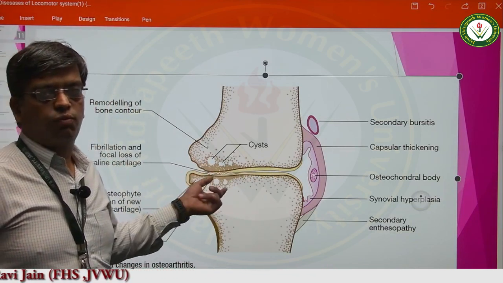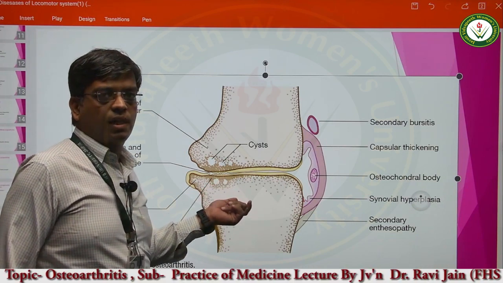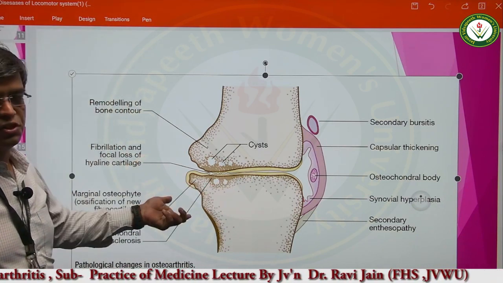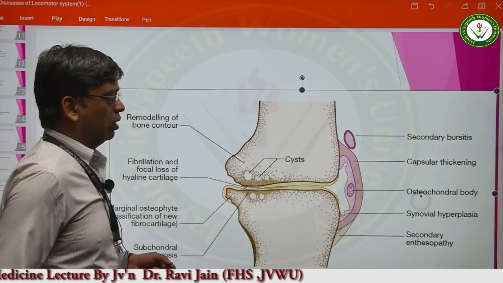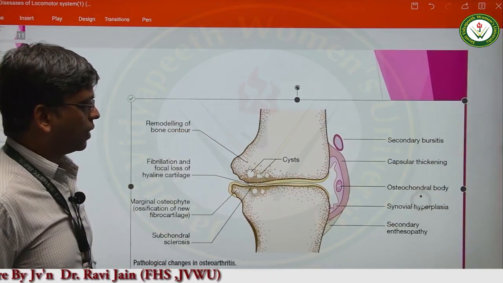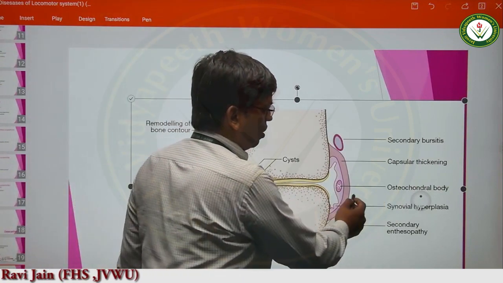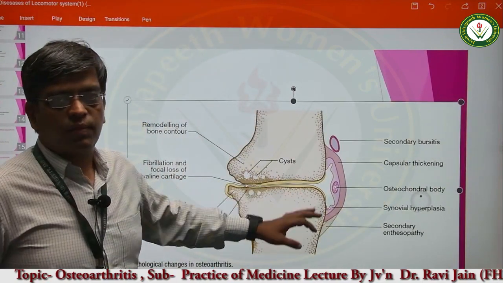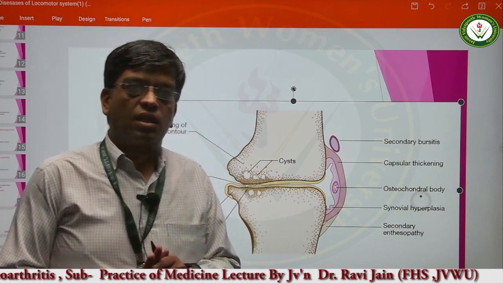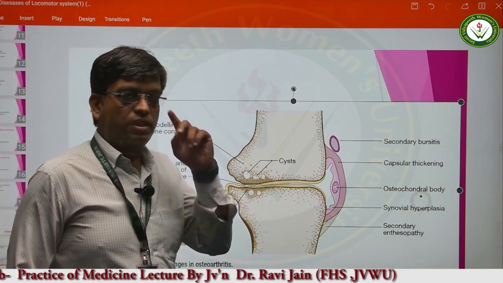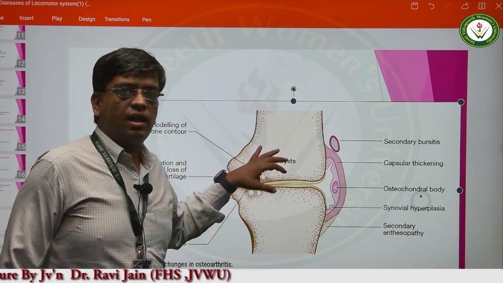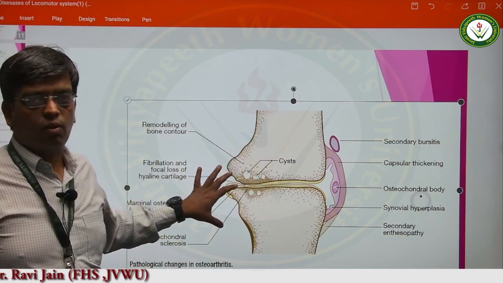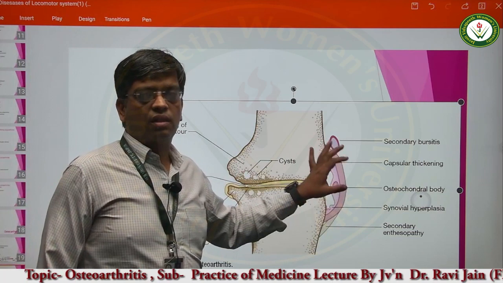So the first point was focal loss of the hyaline cartilage. Second point is proliferation of the new bone, and third is the remodeling of the joint contour. There is also formation of osteochondral bodies. There are three types of changes that occur in osteoarthritis. The first is the cartilaginous change, the changes in the cartilage. Second is the changes in the bone that we have already discussed, and third are the other changes.